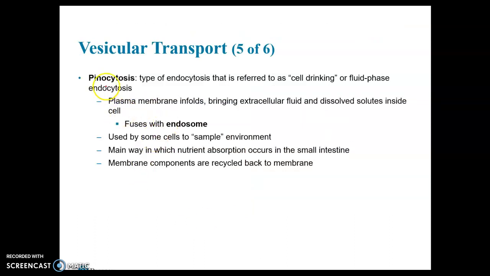Pinocytosis is very similar to phagocytosis, but it's referred to as cell drinking because it tends to bring a solution, a fluid, into the cell rather than a solid substance. Whenever the plasma membrane folds around the solution and comes into the cell, instead of being called a phagosome, it's now called an endosome.